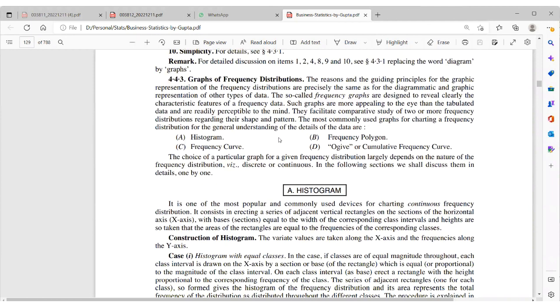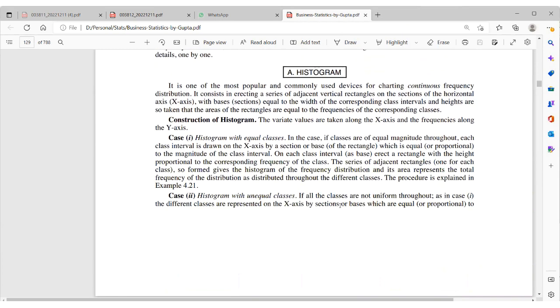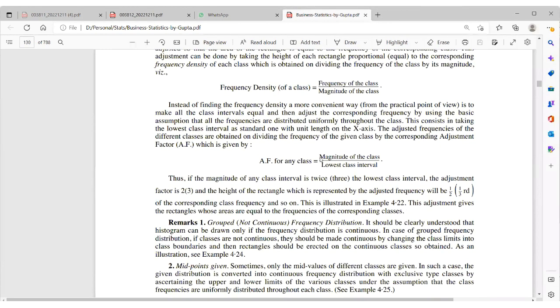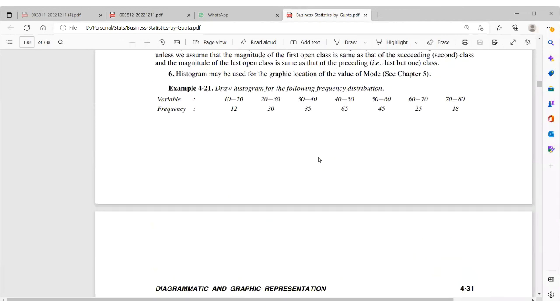Graphs of the frequency distribution. We further divide the graph into histogram, frequency polygon, frequency curve, Ogive curve, and so on. Come to the histogram. Draw the histogram for the following frequency distribution.